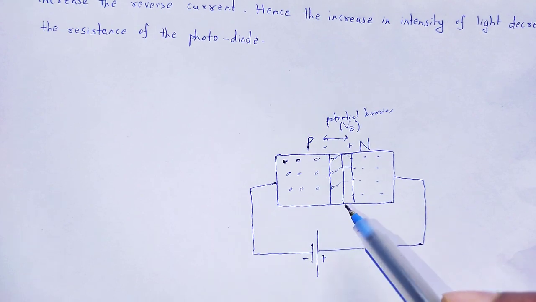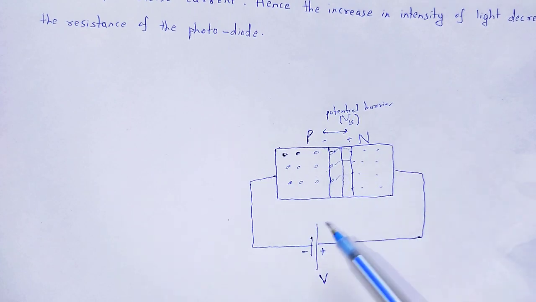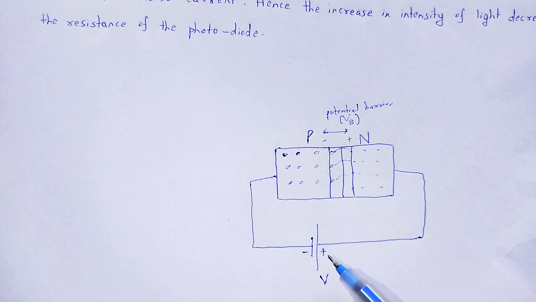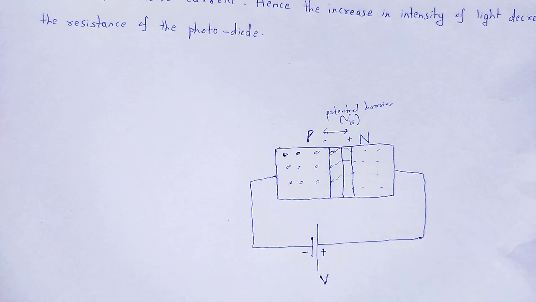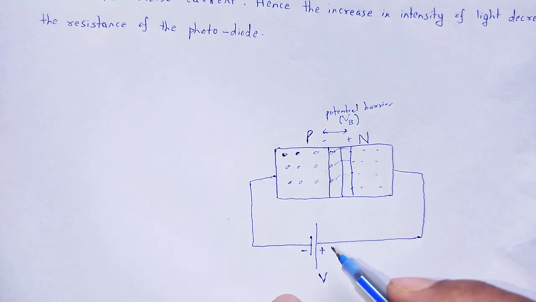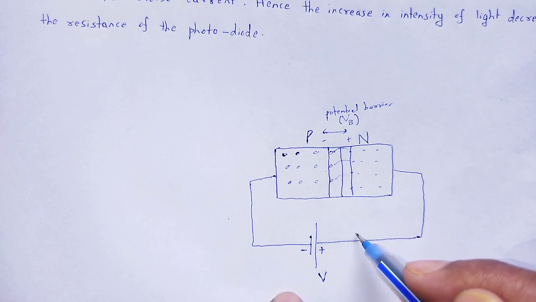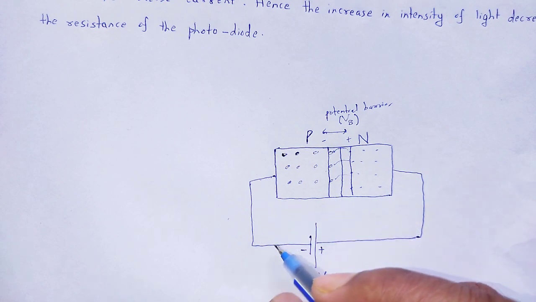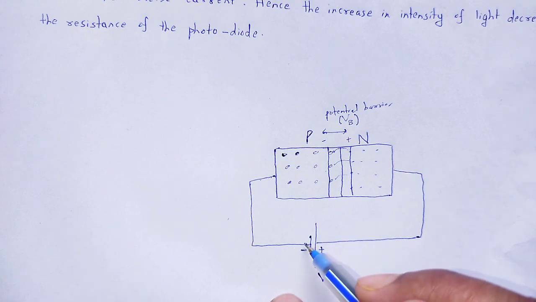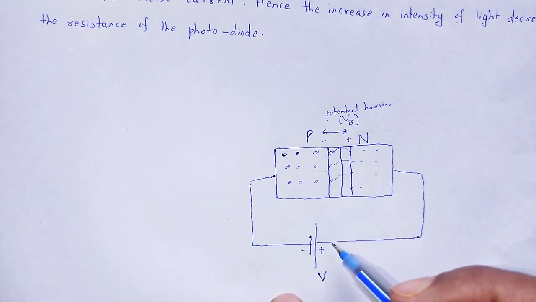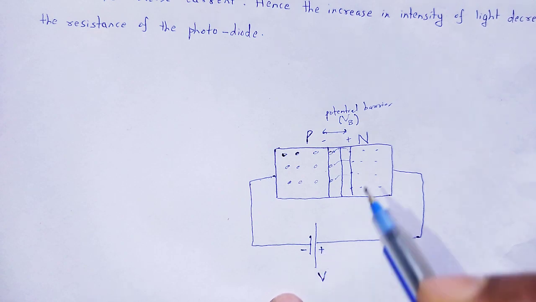When we apply an external potential and the PN junction is in the reverse bias situation, meaning the P type is connected to the negative terminal and the N type is connected to the positive terminal, the direction of flow of current is from positive to negative, and the flow of electrons is from negative to positive. That is the conventional current, which is opposite to the direction of flow of electrons.